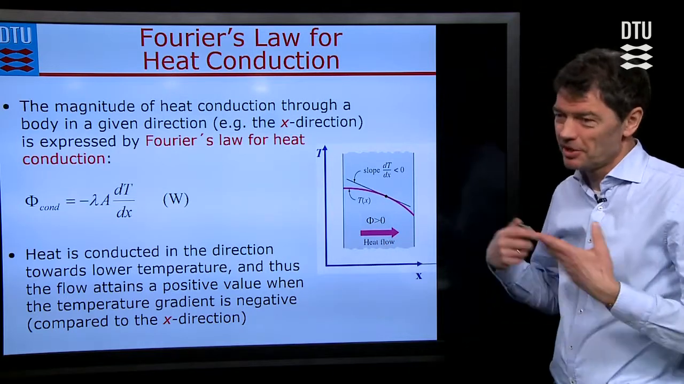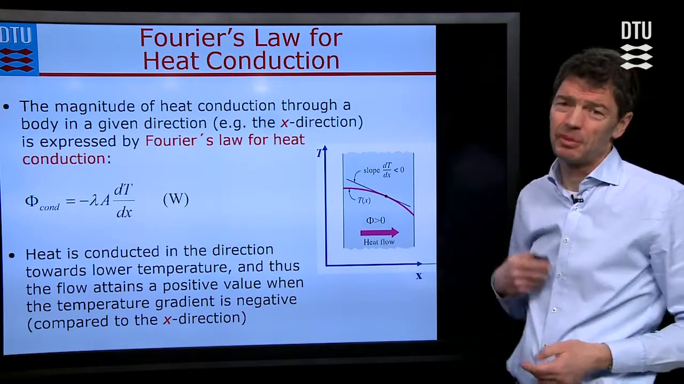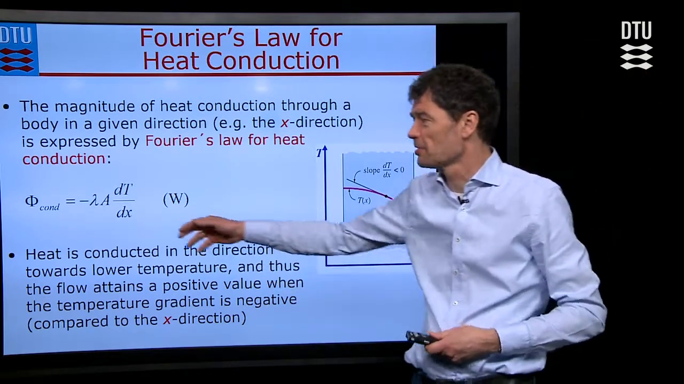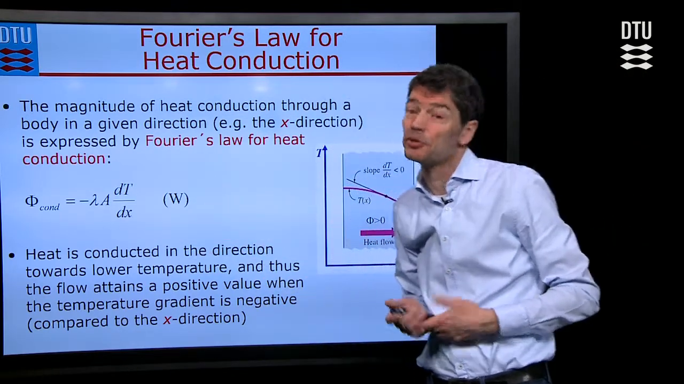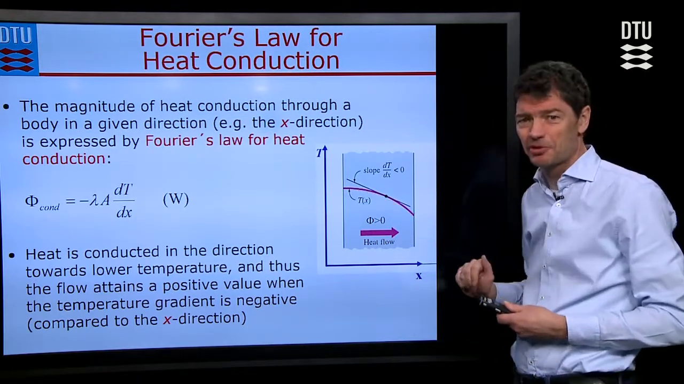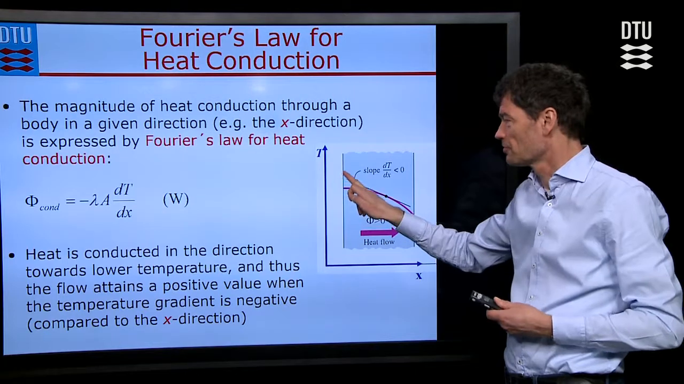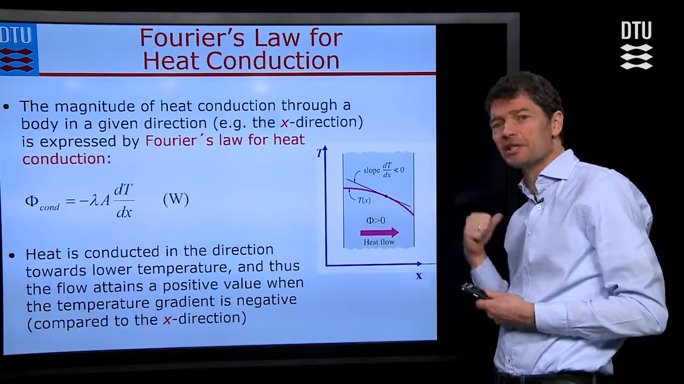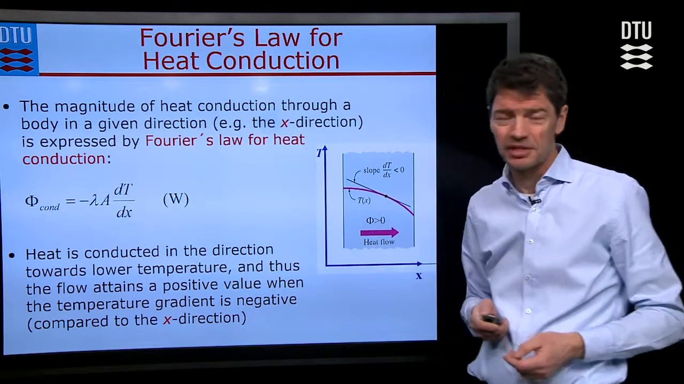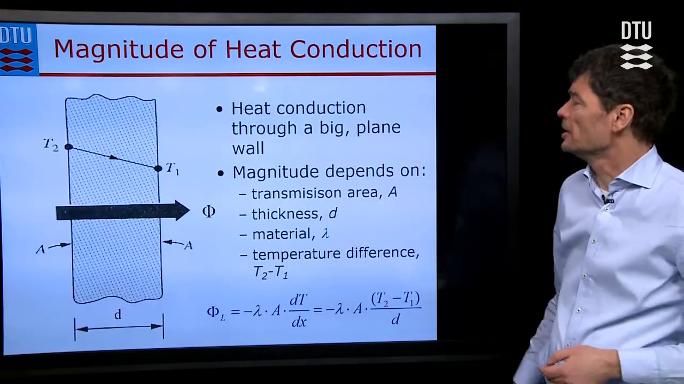I said already, and repeat here, that we have heat flow from high to low temperature, and that explains why we have the minus sign in Fourier's law. As you see here, if we have a declining temperature, that means we have a heat flow from left to right, which is a positive value in the x direction. That's why we need the minus sign in front of it.